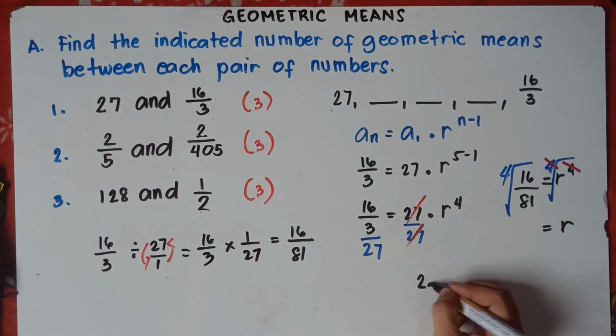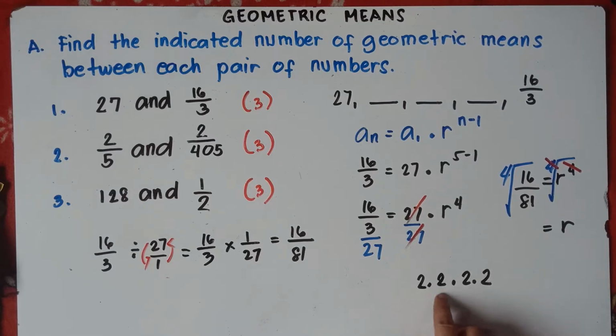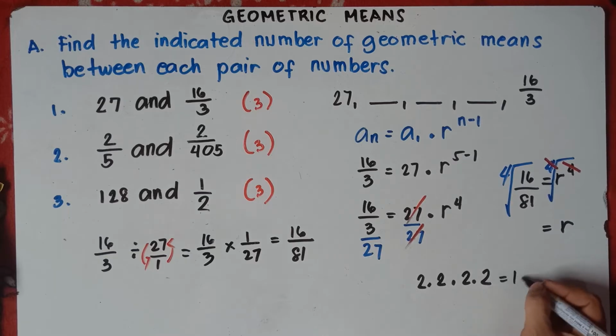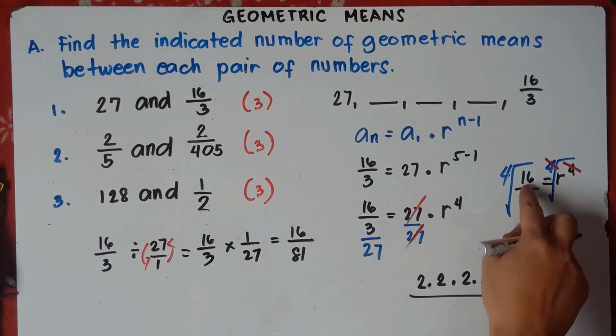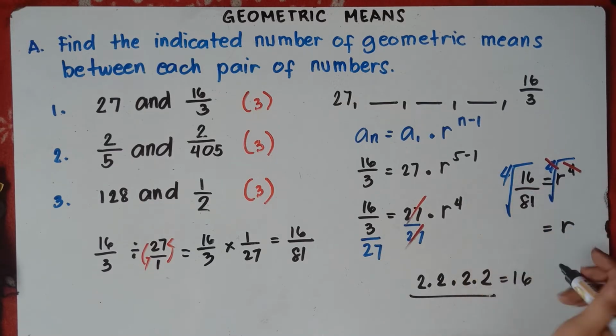So this will be 2 times 2 times 2 times 2. 2 times 2 is 4, times 2 is 8, times 2 is 16. Alright, so this is 16. Therefore, the fourth root of 16 is 2, because when you multiply this number 4 times, you will get 16. That's the meaning of fourth root, class. You think of a number that when you multiply it by itself 4 times, you get 16. So the fourth root of 16 is 2.